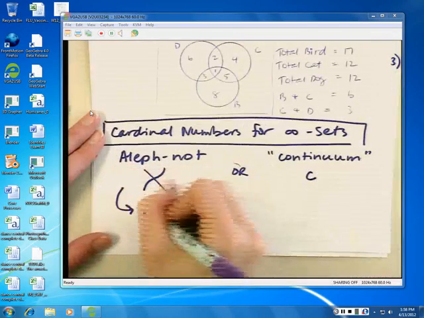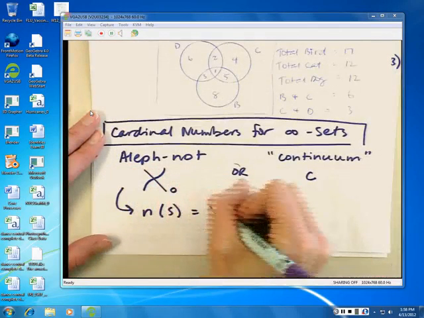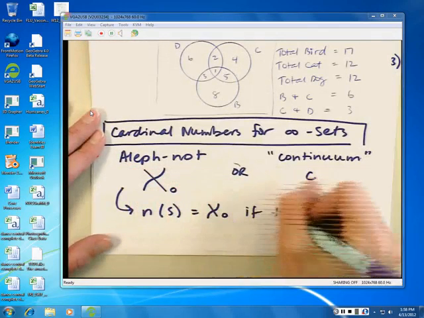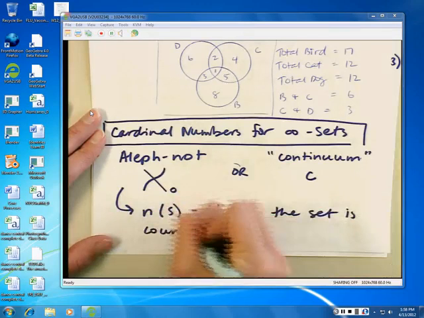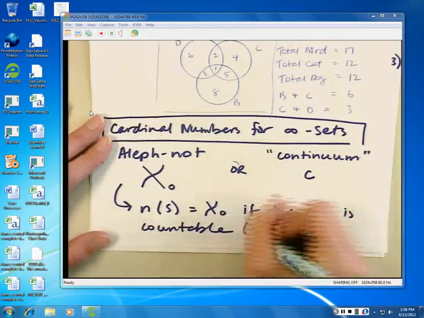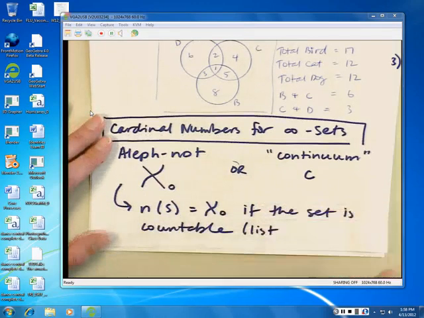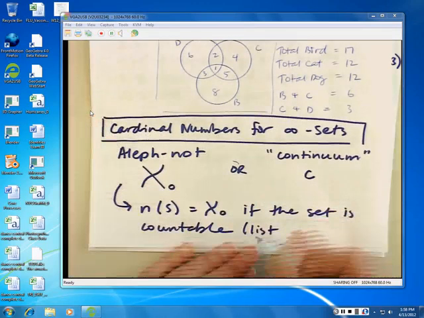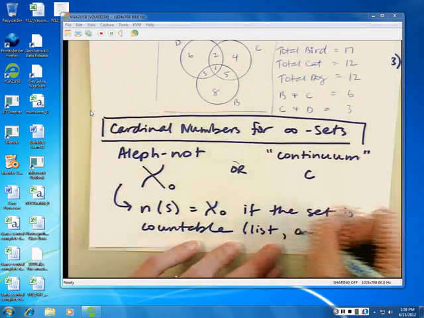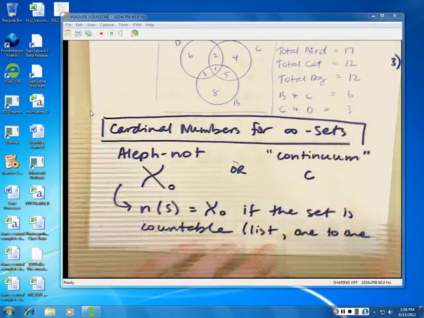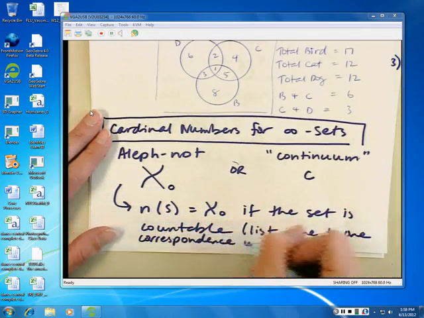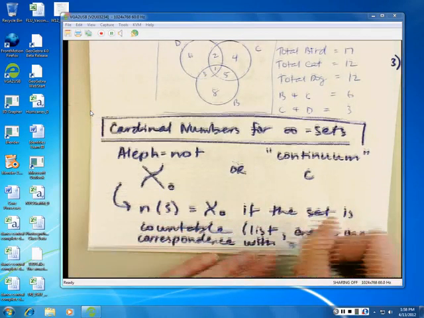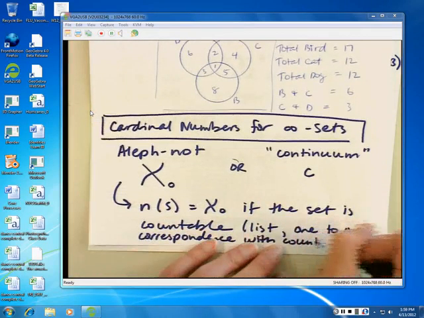So the number in a set is equal to aleph not if the set is countable. Okay, so what does that mean? Countable can mean a couple different things. It means that you can list the values in the set in some kind of an order. If you can list them, that means that you have a 1-to-1 correspondence with the counting numbers. Counting or natural numbers, same thing. I'm running out of room. Counting numbers. We need an example.